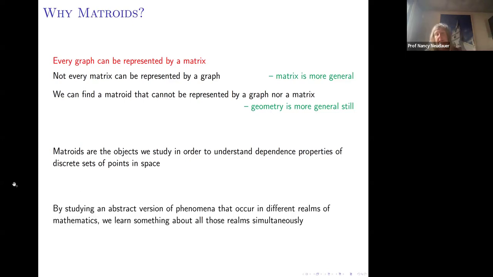And then the other benefit of matroids is that by studying this abstract version of phenomena that occur in different realms of mathematics, we can learn something about all these realms simultaneously. So I mentioned that we could take a graph theory problem that talks only about the edges and cycles and extend it to matroids, but we can also take a matroid result and bring it to graph theory or to other fields of discrete mathematics and mathematics in general.